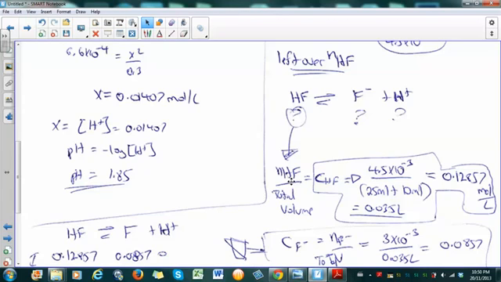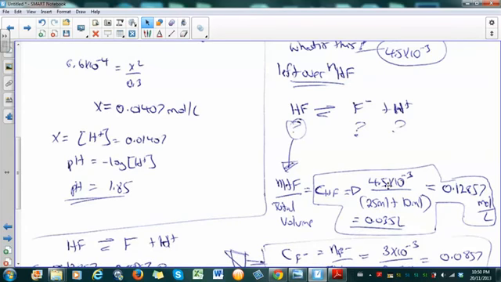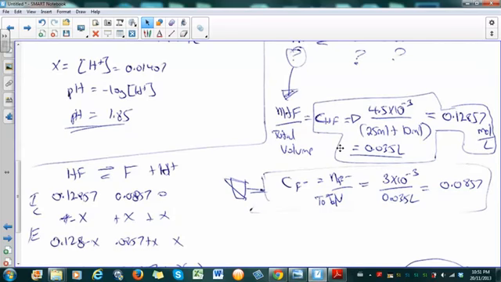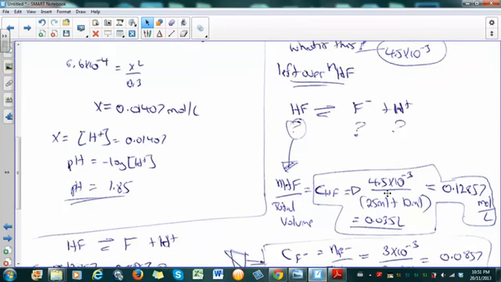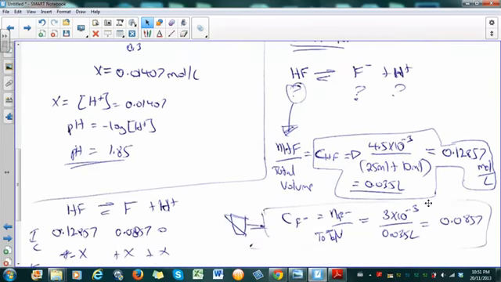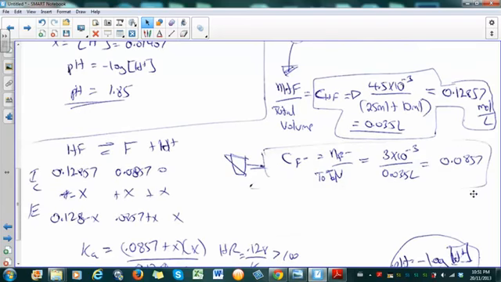Well, it's just moles over volume. We know the moles of acid left over was 4.5 times 10 to the negative 3, and the volume is 25 mL plus the 10 mL added, which is 0.035 liters. If you do that division, you should get 0.12857. That's the concentration of HF. Now we need the concentration of F minus. The concentration of F minus is the moles of the base, so it's 3 times 10 to the negative 3 divided by the same total volume, and you get that number.